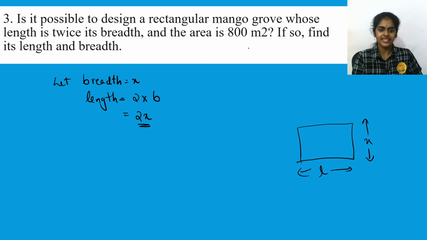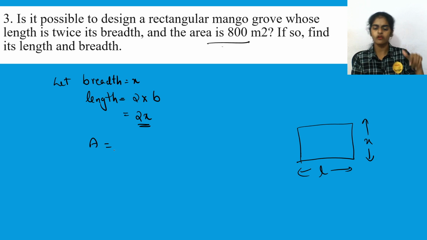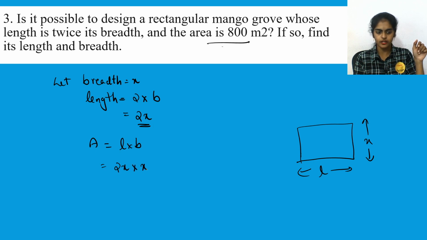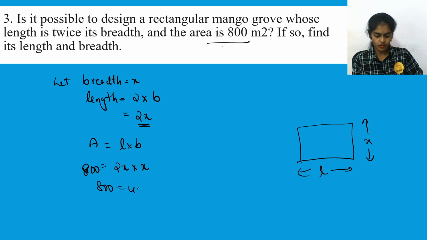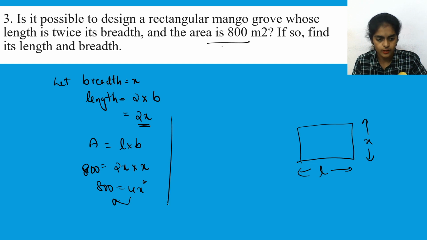Clear? Now the area is given as 800. This is a rectangular mango grove. So area of rectangle is length into breadth. Length you have taken as 2x and breadth you have taken as x, and the area is given as 800. It is given in the question. So 800 is equal to 4x square you have, right? 800 equal to 4x square you have. Now transpose this 4 to the other side. You will have x square is equal to 800 divided by 4.